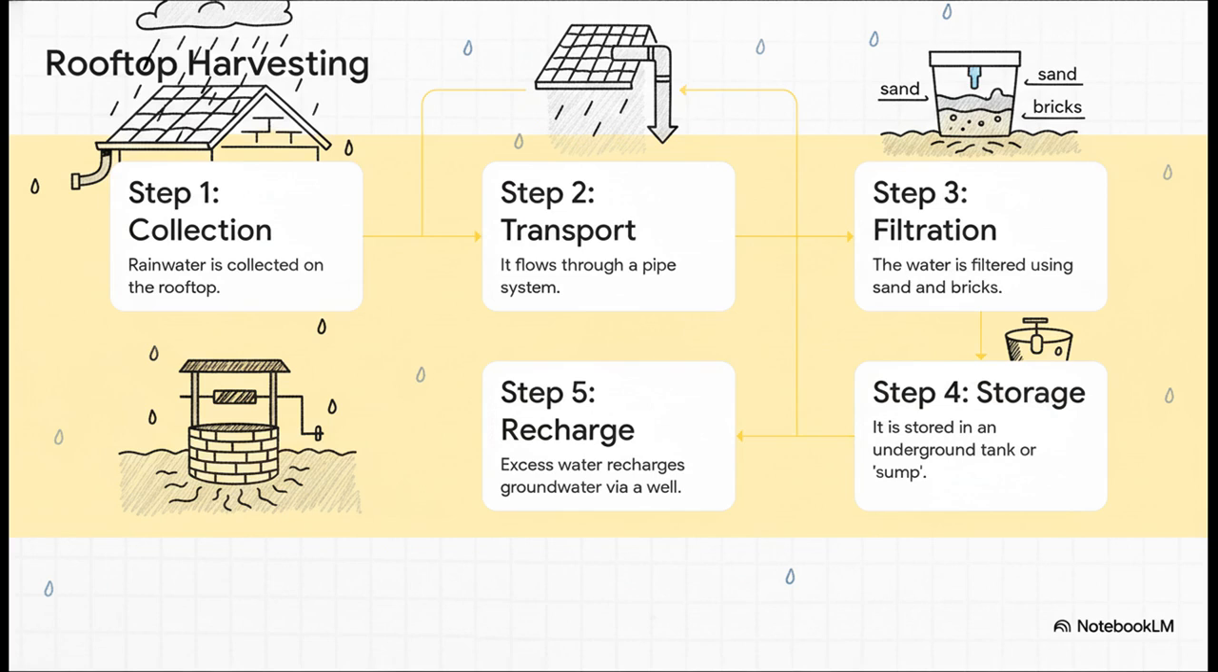First, it falls on the roof. From the roof, it flows into a pipe. Before it gets stored, it passes through a simple filter, maybe with some sand and bricks, to clean out any dirt. Then, the clean water is stored in an underground tank or a sump, ready for you to use. And if there's any extra water, it's sent down into a well to help recharge the groundwater. See? It's simple, it's local, and it works.